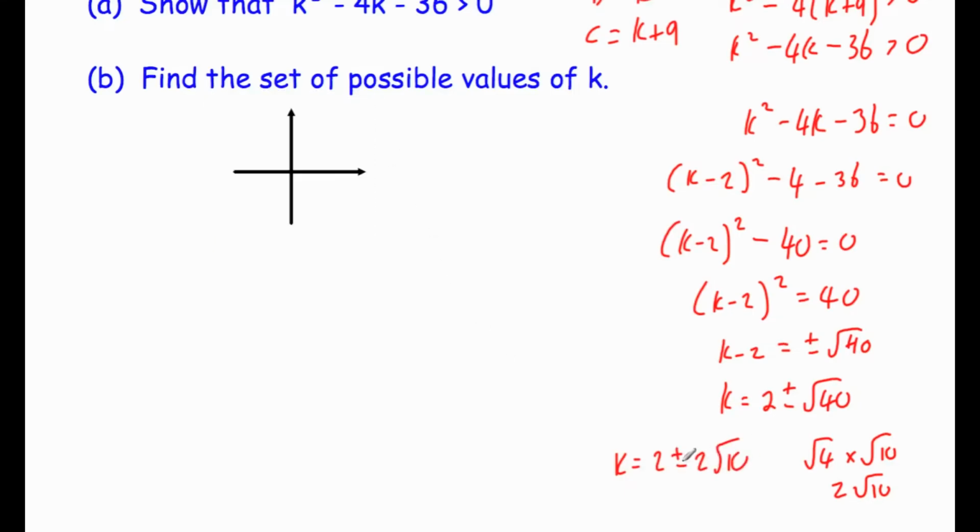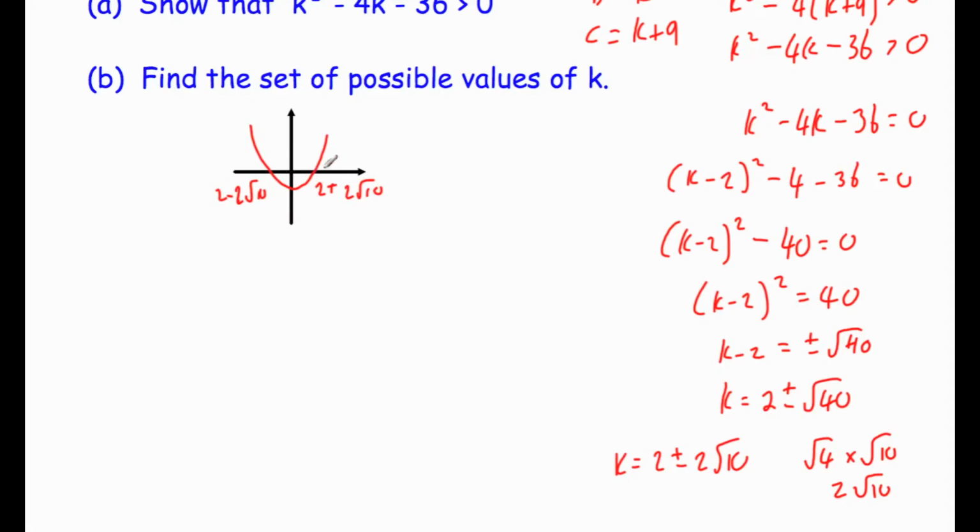Okay, so here's our axes, and we'll do a sketch. So we've got k equals 2 plus 2 root 10, well that's positive, and we'll get k equals 2 minus 2 root 10. Now root 9 is equal to 3, so 2 times 3 is equal to 6, so this is going to be bigger than 6, so you've got 2 minus a number bigger than 6, that's going to be negative. So it's going to look something like this whenever we do our sketch. And on the right hand side, we've got 2 plus 2 root 10, and on our left hand side, we've got 2 minus 2 root 10.